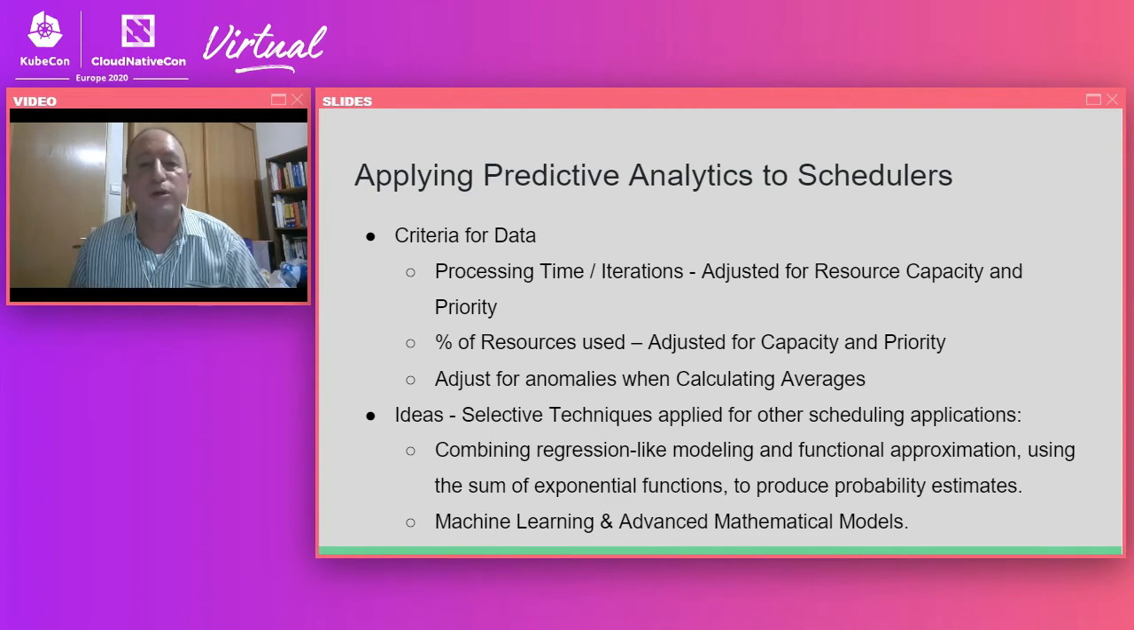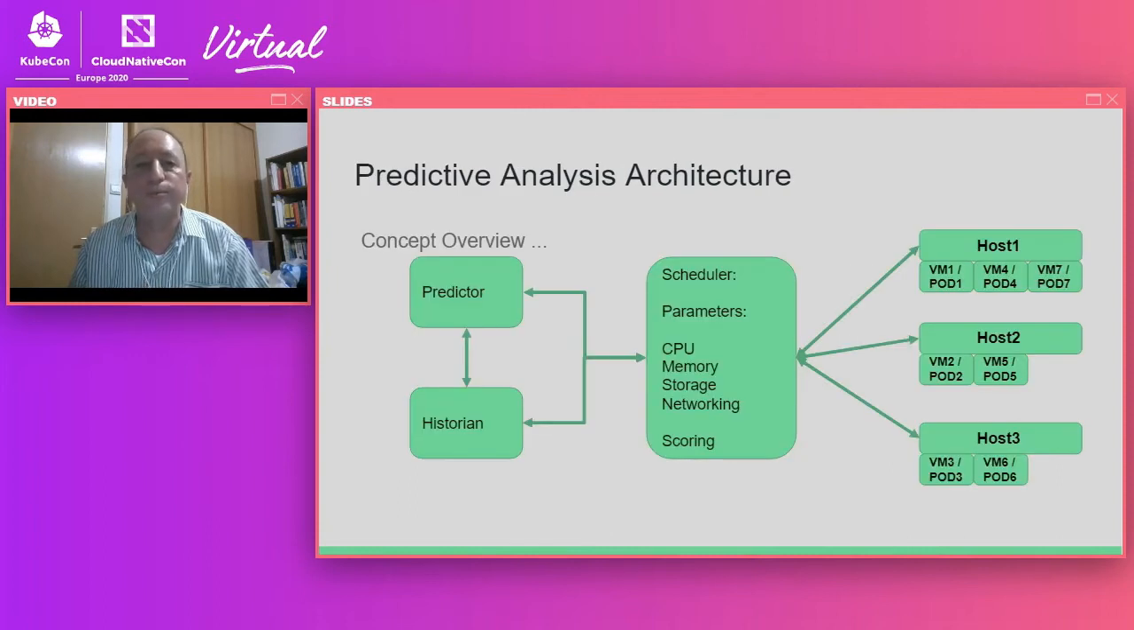They could be combining regression-like modeling and functional approximation using the sum of exponential functions to produce probability estimates. And we can take examples from other areas and apply them here as applicable.